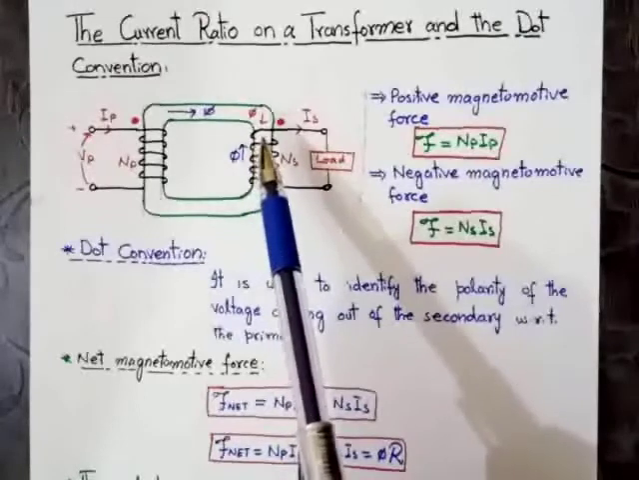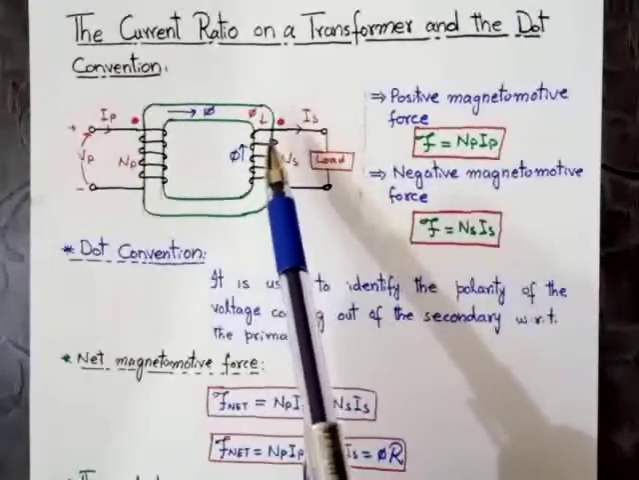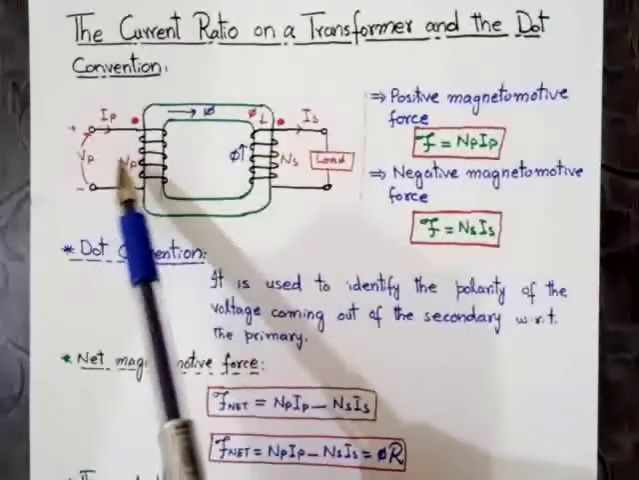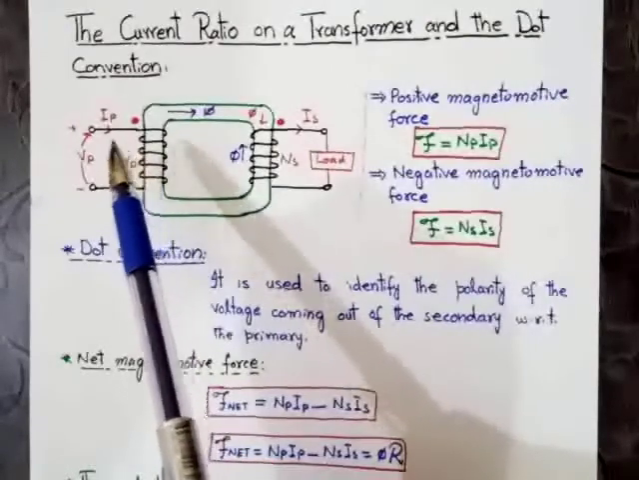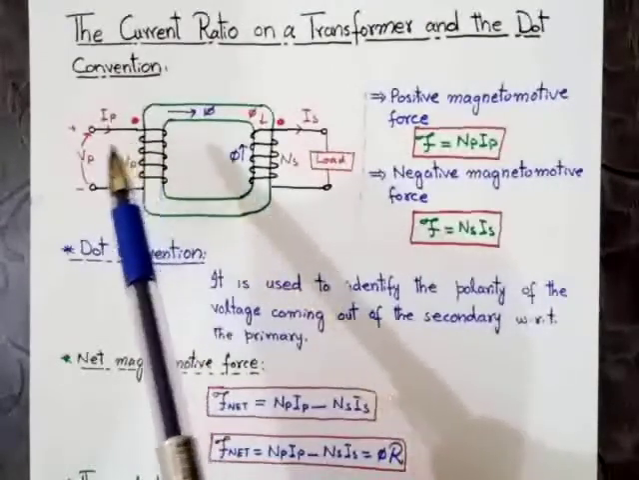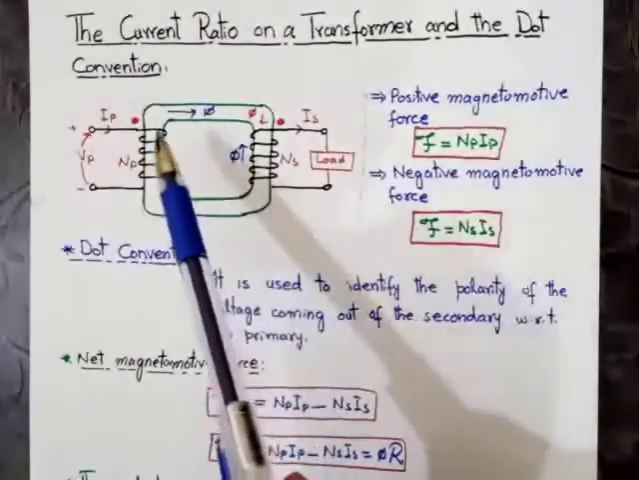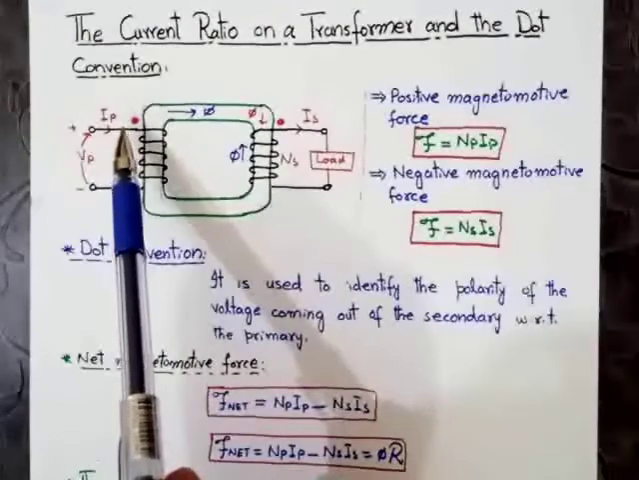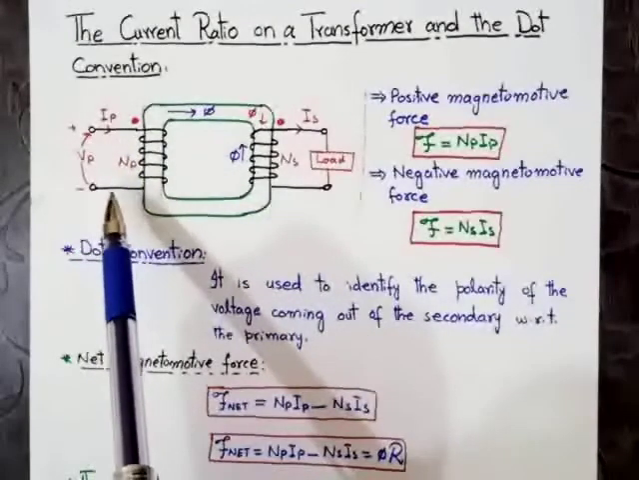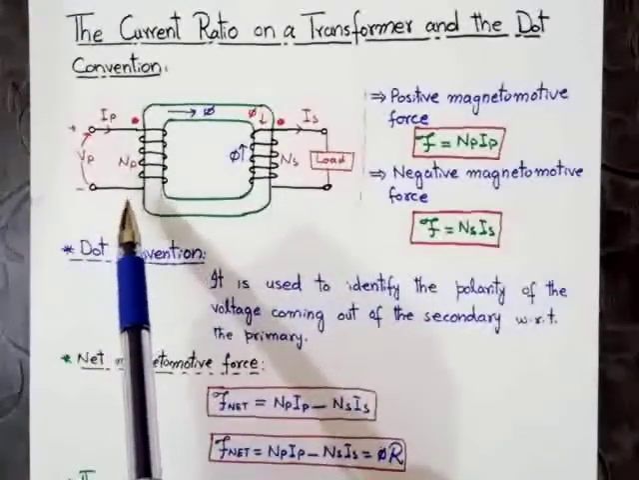Dot is basically used to identify the polarity of the voltage coming out of the secondary with respect to the primary. In case of a transformer, we use the dot to identify the voltage polarity. As you can see in this figure, the dot represents the positive end of the voltage source and the undotted point represents the negative end of the voltage source.